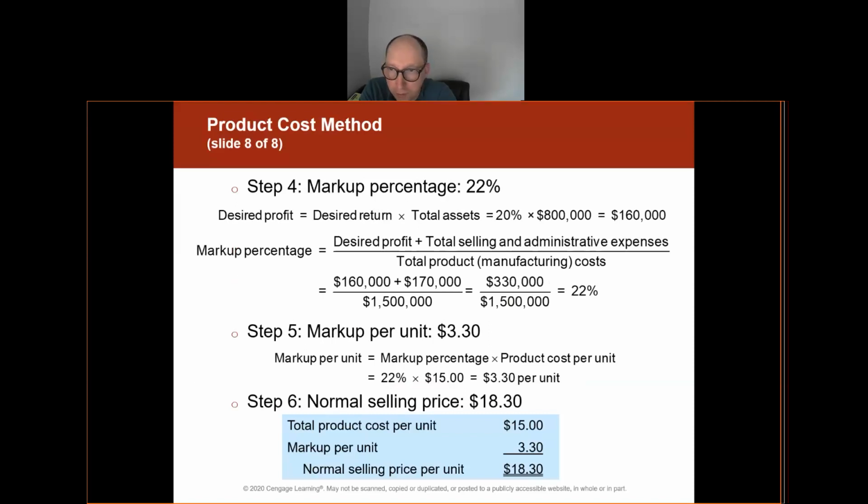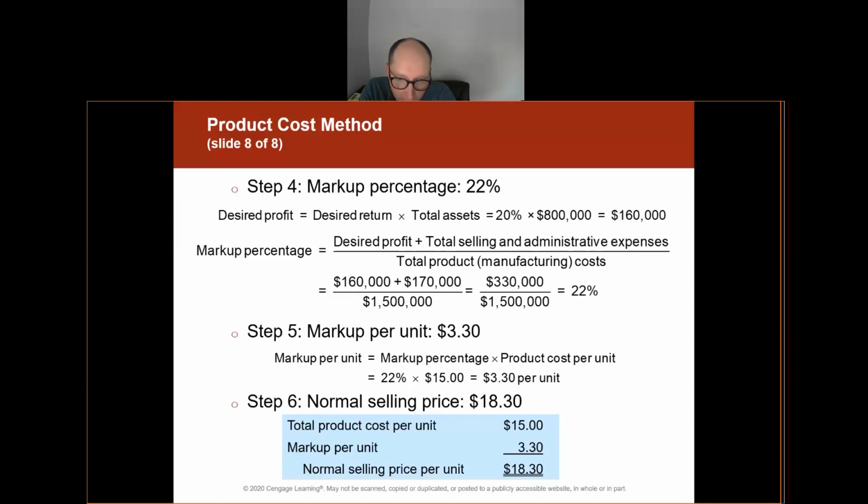Step 4, let's find our markup percentage. To find that, we first find the desired profit, which is desired return times total assets. Desired return 20% given to us times total assets 800,000 given to us equals 160,000 desired profit. So to find the markup percentage, we'll take desired profit plus total selling and administrative expenses, 160,000 plus 170,000 is 330,000, divided by total product cost, 1.5 million, equals 22% desired markup percentage.